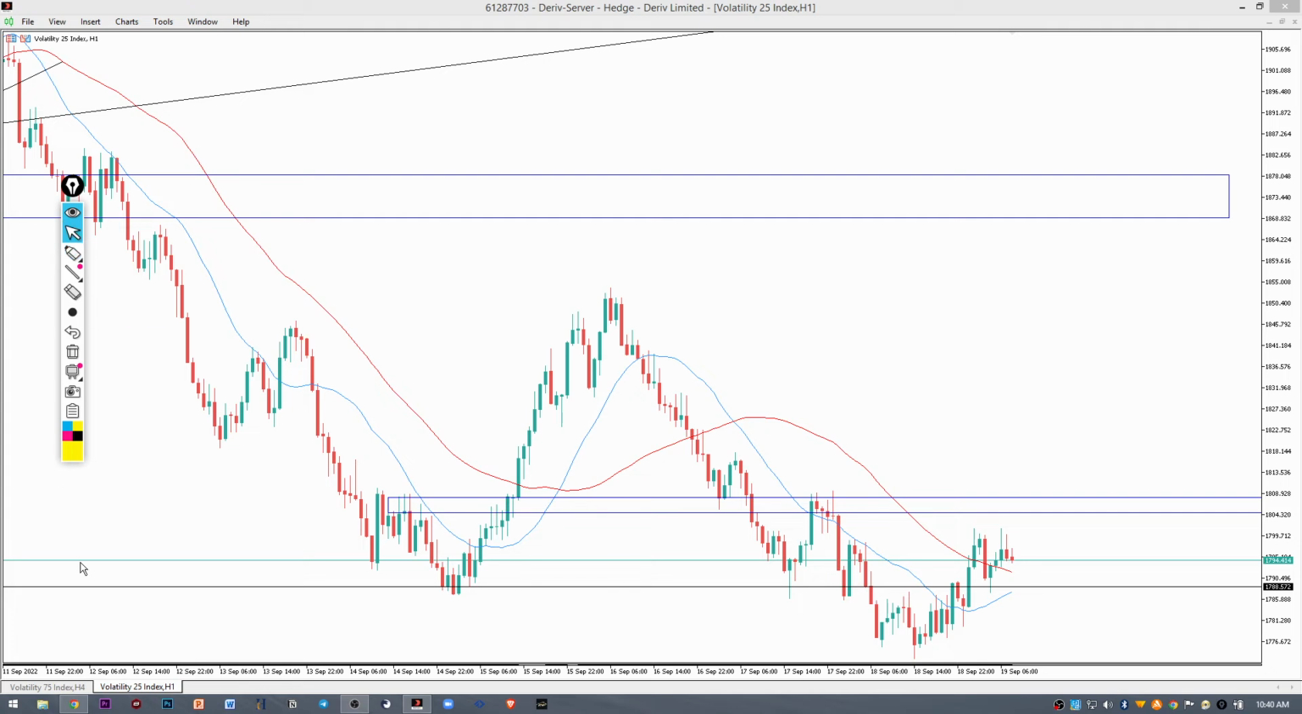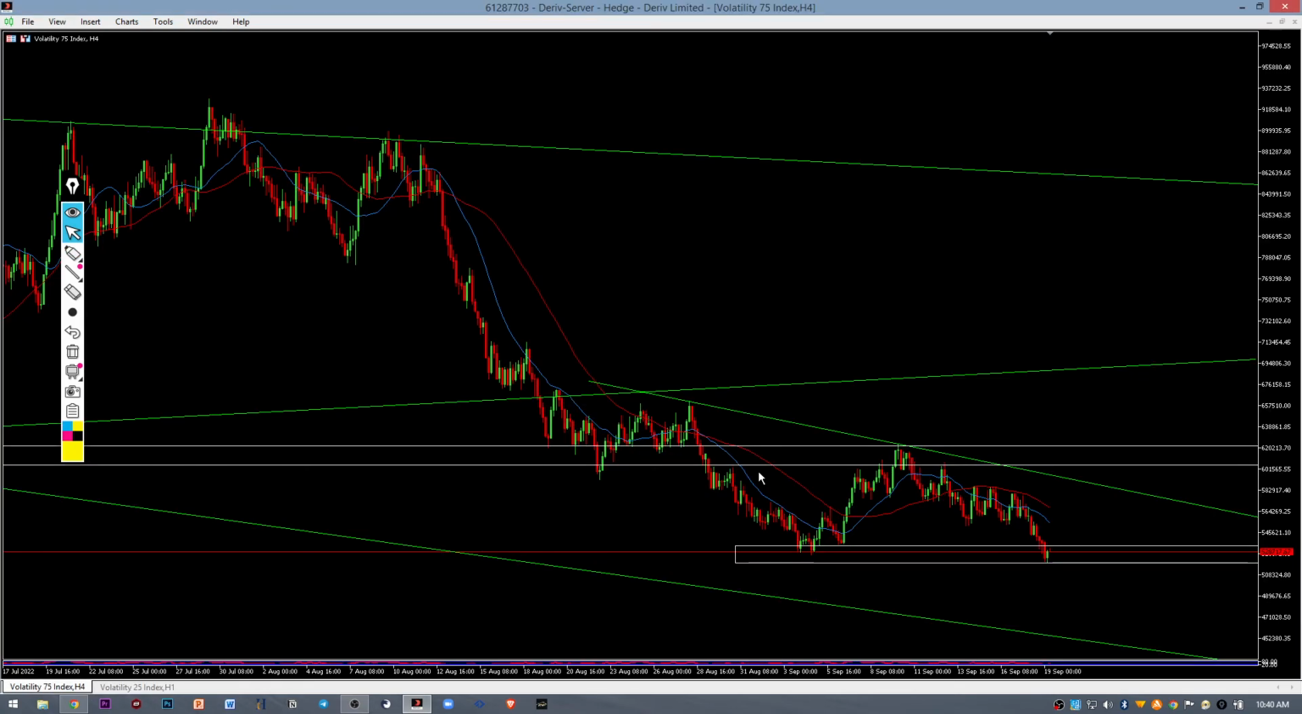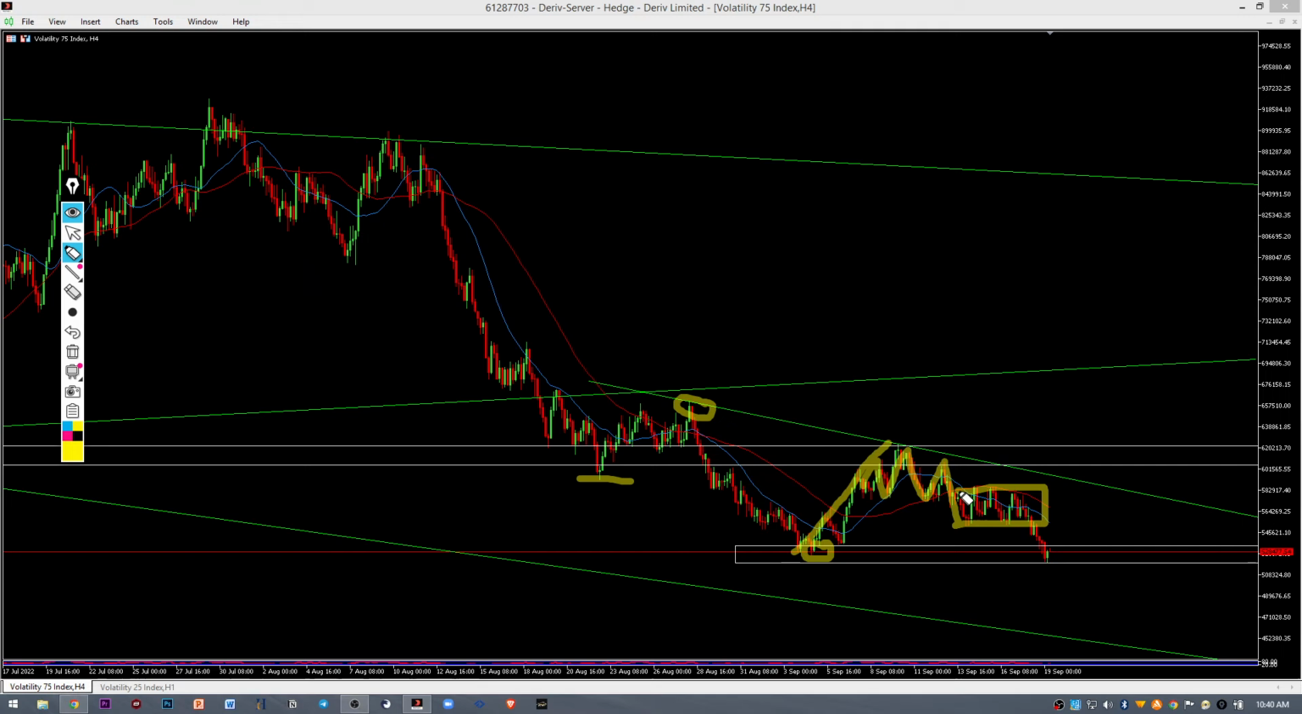So let's jump into the volatility 75 right now. What we could have seen right here on the volatility 75 at this moment, right, is that we are still basically creating lower highs and lower lows. We did violate this previous structure, breakout, retest, creating a head and shoulders, and there we can see price is still basically continuing to the downside.